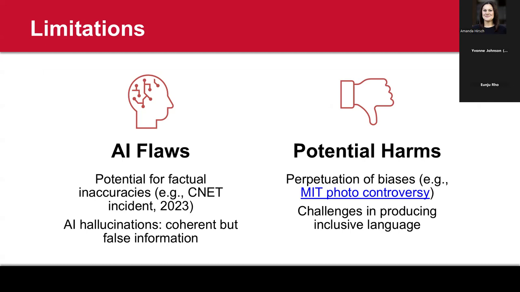Potential harms is perpetuation of biases. So there's an MIT photo controversy. A student used AI for a professional headshot, asked AI to create a professional headshot from a selfie, and AI turned this Asian student white with big blue eyes. So I'll post a link to the Business Insider article about that. So it might perpetuate these biases, and there are challenges in producing inclusive language as well in AI.